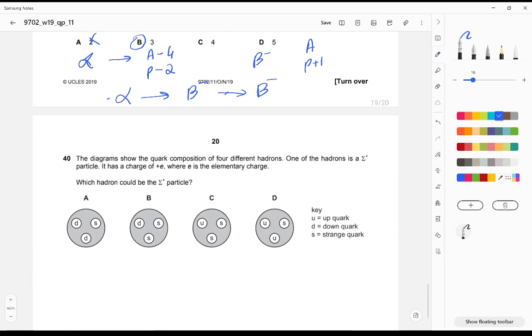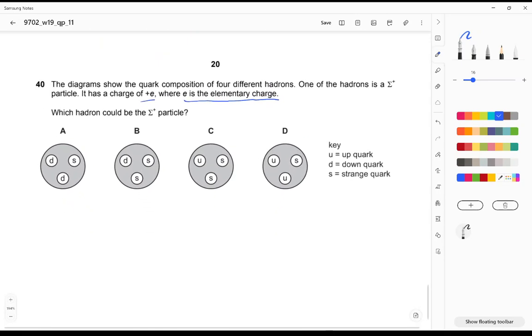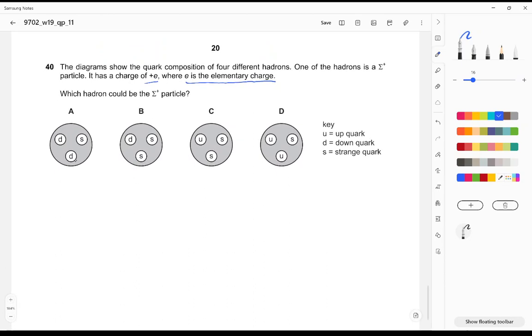The diagram shows the quark composition of four different hadrons. One of the hadrons has a charge of plus e, where e is the elementary charge. Which hadron, so a heavier particle, could the e positive particle be? We need to memorize the table for the d, the s, and all these charges must be measured for all these quarks over here.